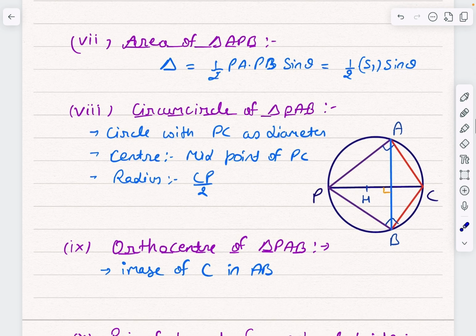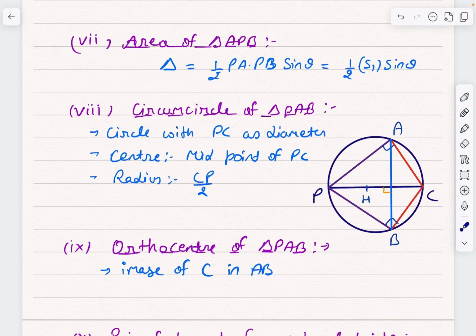Next, if they ask the orthocenter of triangle PAB, now this is interesting. If you see this triangle PAB, you can see this line CP will be perpendicular to AB by symmetry. So the orthocenter of this triangle must lie on the CP line only, because the orthocenter is the point of intersection of altitudes. So it must lie on the altitude, no? So it lies on the line CP.